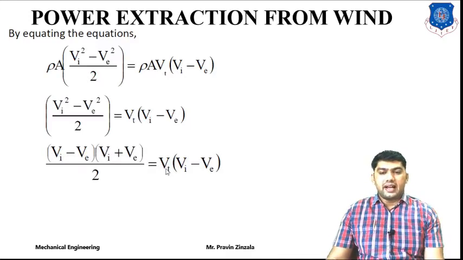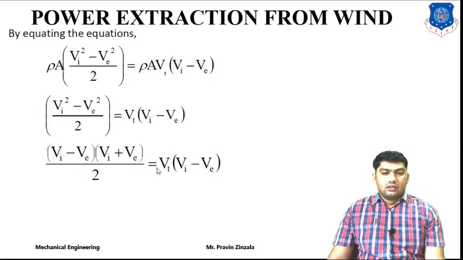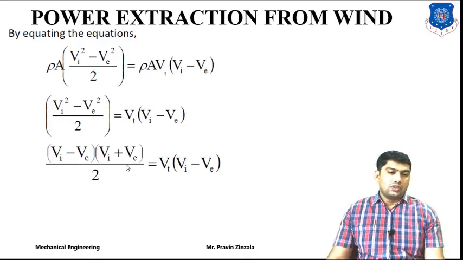So we can also write that Vt is equal to (Vi plus Ve) by 2, or we can say that Vt is equal to the average velocity of the incoming and outgoing side, or Vt is equal to Vi plus Ve divided by 2.